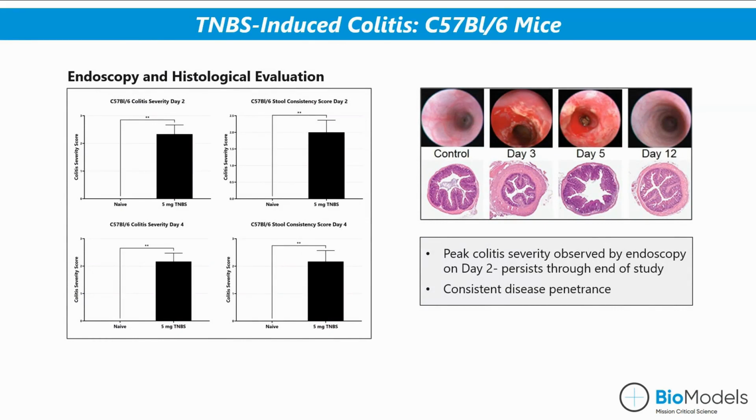Endoscopic evaluation on days 2 and 4 show a significant increase in both colitis and stool consistency scoring when mice are treated with TNBS, with peak colitis severity typically observed on day 2. As in the DSS model, colon histopathology is also commonly assessed and does correlate well with other in-life readouts.